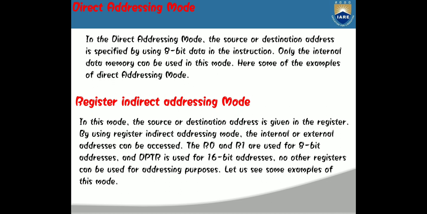Let us see some examples of this mode. In this register indirect addressing mode, a register is used as a pointer to the data. If the data is inside the CPU, only registers R0 and R1 are used for this purpose. In other words, R2 to R7 cannot be used to hold the address of an operand located in RAM when using this addressing mode.